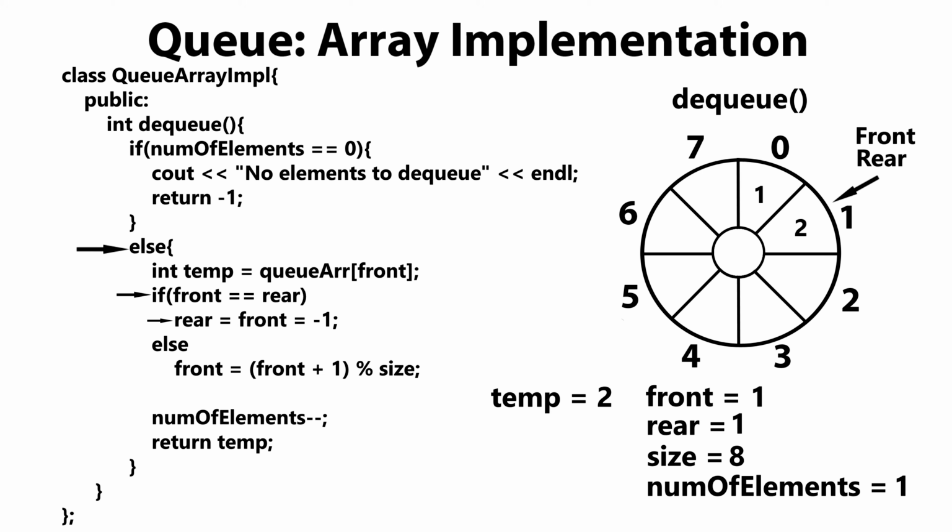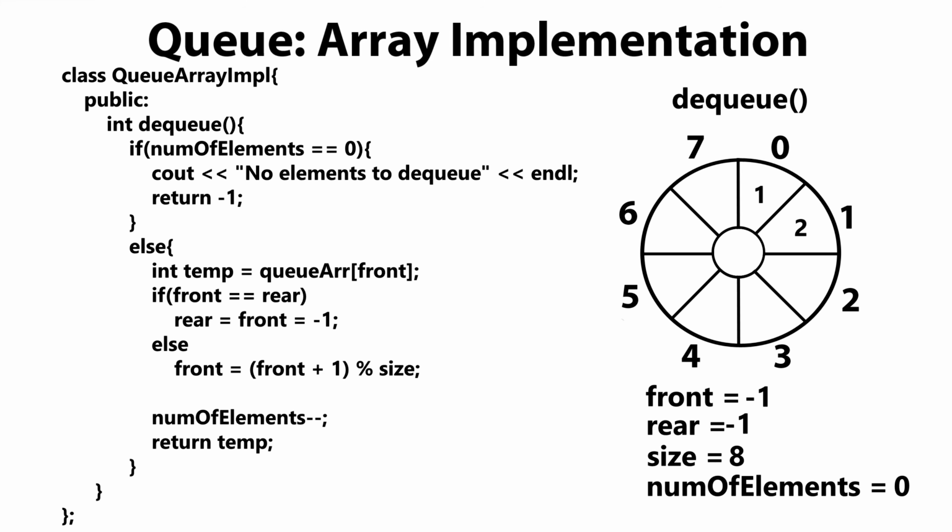So we set both front and rear equal to -1. And that's to signify that the queue is empty because we're removing the only element within our queue. Next, we come down here and decrement the number of elements since we successfully removed an element from our queue. And last but not least, we return temp, which is just 2, which was previously first within our queue.